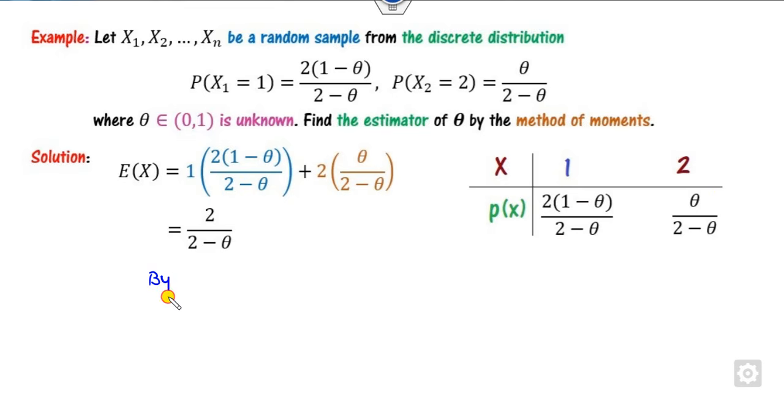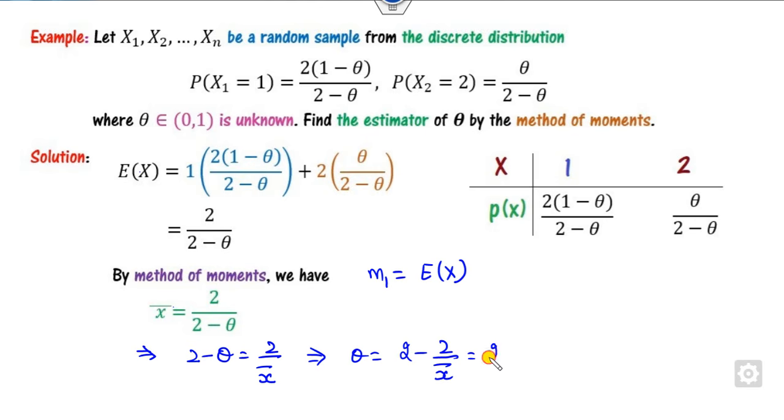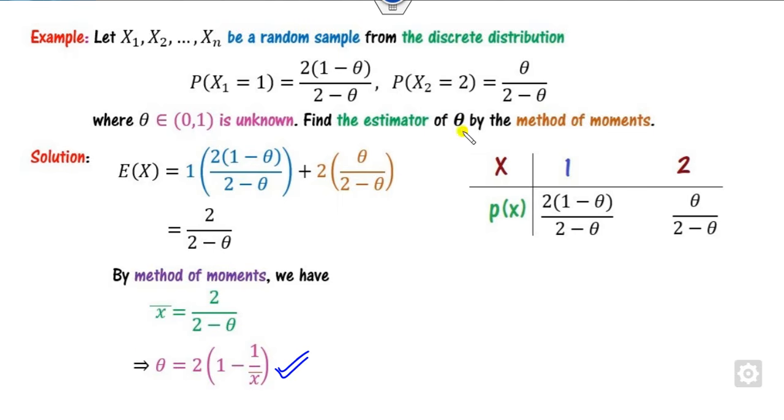Now by the method of moments, what will happen? By the method of moments, this expected value, that is m1, is nothing but E of x. m1 is nothing but x bar, and here. Can you find the value of theta from here? You can easily do this. Can you find theta from here, that is 2 minus this, or you can say 2 is common, 1 by this. So that is the required estimator by this method of moments.